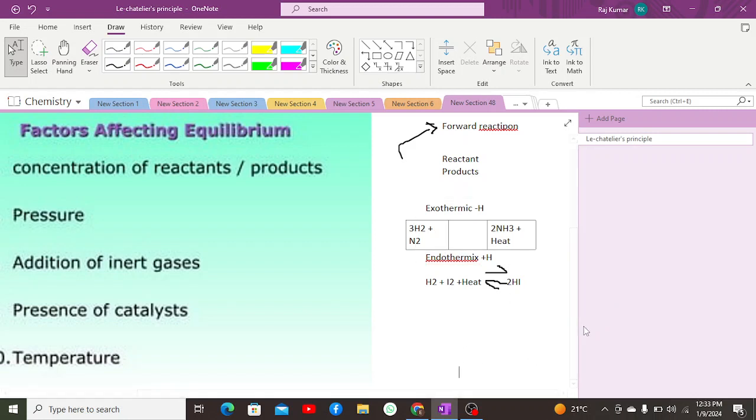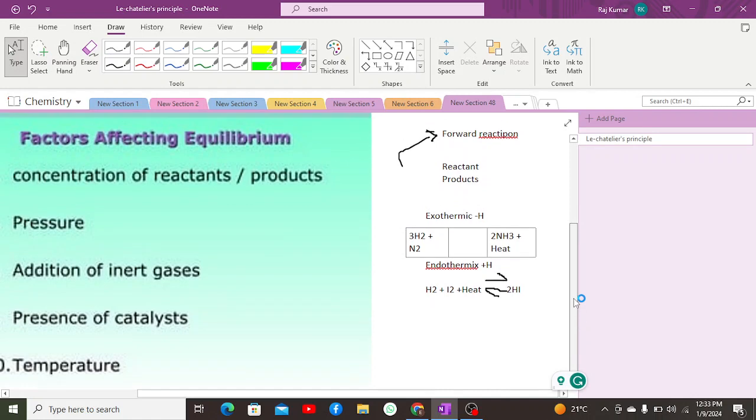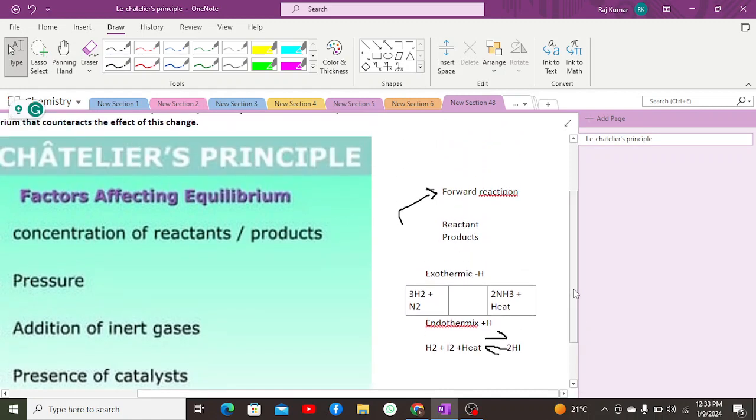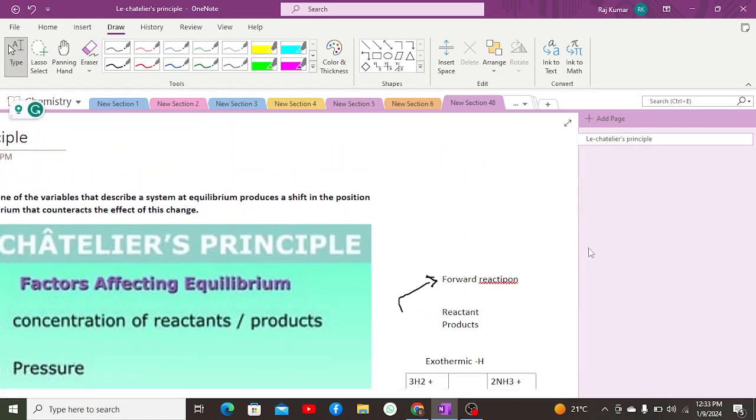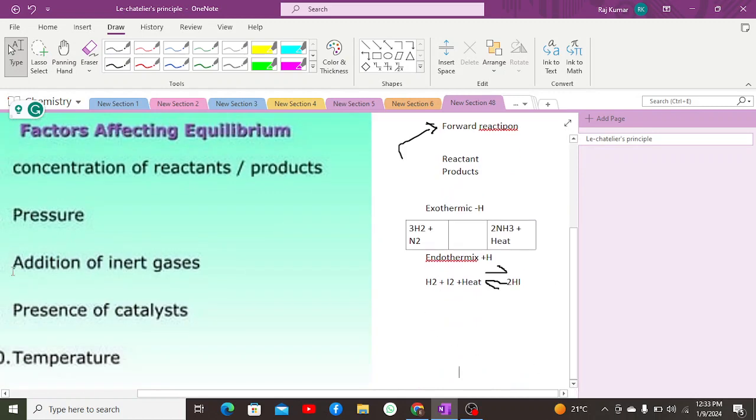So in this case, if an endothermic reaction requires more products, increase the amount of heat. If an exothermic reaction requires more products, decrease the amount of heat. This is a principle. After that, coming to the effect of change of pressure, if we are increasing or decreasing the pressure, let's suppose we have the same equation over here.